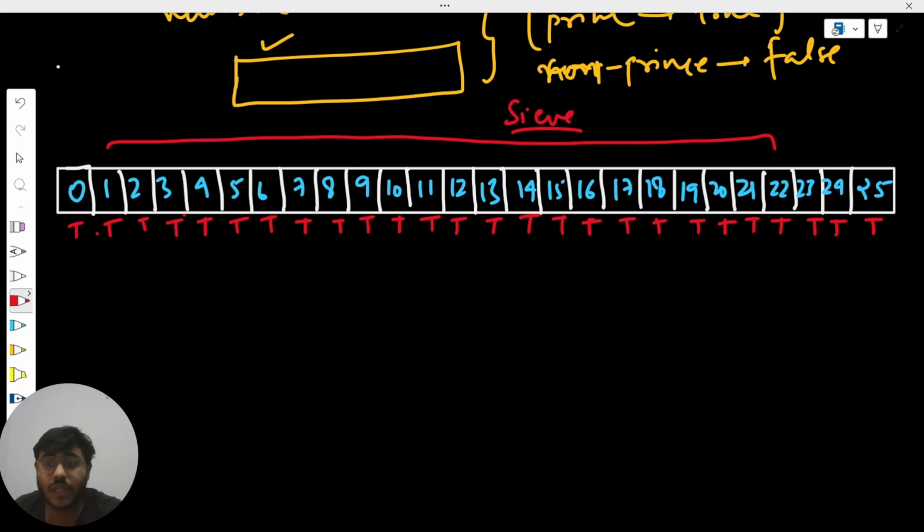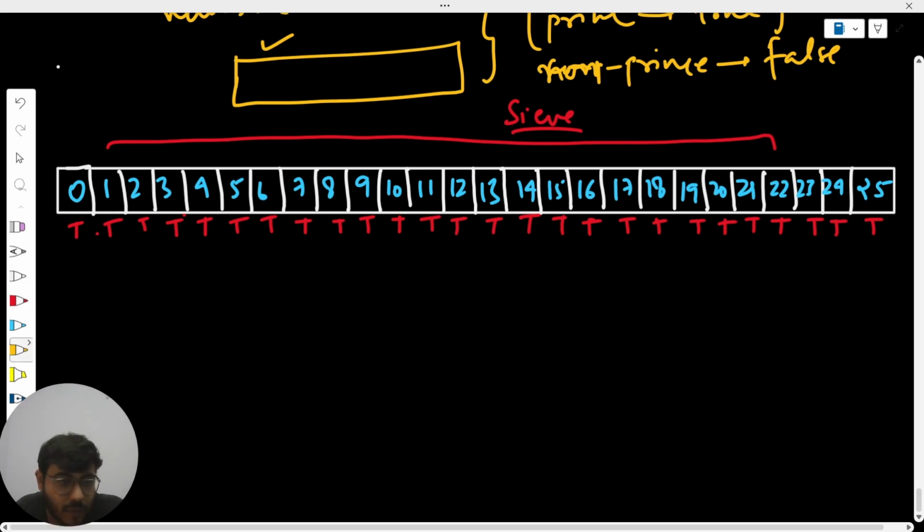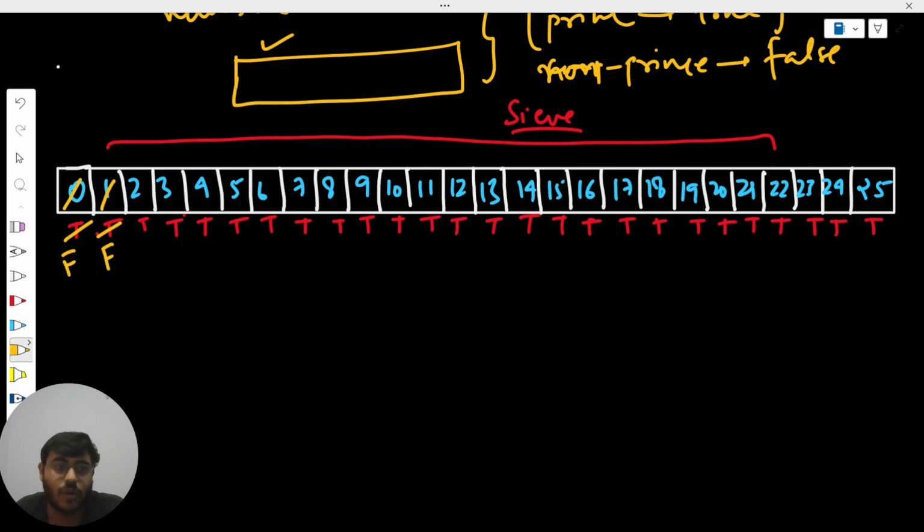Okay, so initially we assume that each of these numbers from 1 to n... we are going to calculate the prime numbers in the range 1 to n, and that is what this algorithm is used for. So basically we assume that every number is prime. We start off by saying that 0 and 1 are not prime, right? We know that these two numbers are not prime. So initially we mark both of them as false.